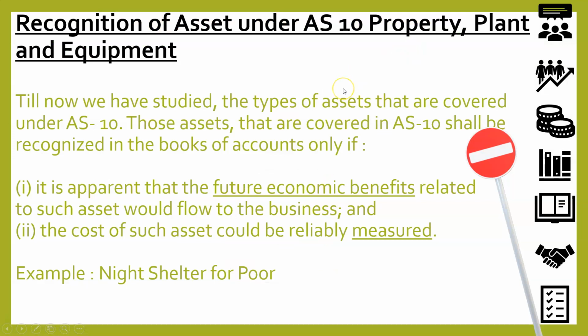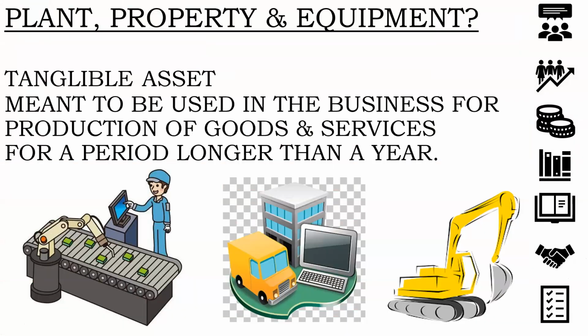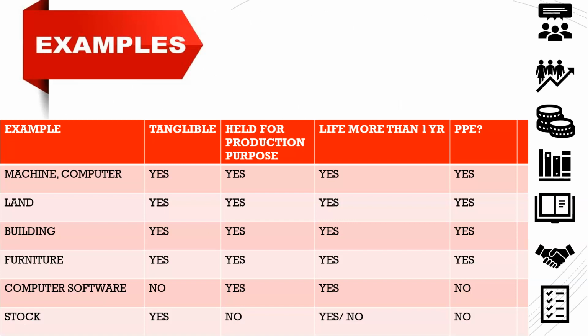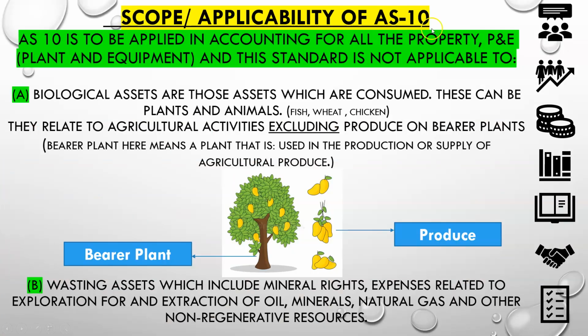Now, recognition of asset under Accounting Standard 10, Property, Plant and Equipment. Till now we have seen what property, plant and equipment is, and if it is property, plant and equipment, then Accounting Standard 10 will be applicable on it. Other than the biological assets, that means fish, wheat, chicken, those assets that can be consumed, that are the plants and animals, this accounting standard will not be applicable on them.